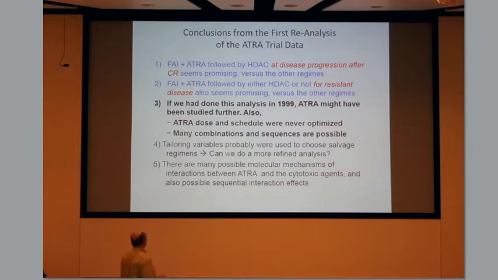And so on. The FAI plus ATRA followed by a high-dose RSC at progression seems to be promising versus the other regimens. These are not confirmatory results, certainly. The FAI plus ATRA followed by a high-dose RSC or not for resistant disease seems promising versus the original. Had we done this analysis way back in 1999, ATRA might have been studied further. So that's kind of the tragedy about this, that we made the wrong conclusion. But one thing about it that kind of hurts me is that the ATRA dose and the schedule were never optimized.